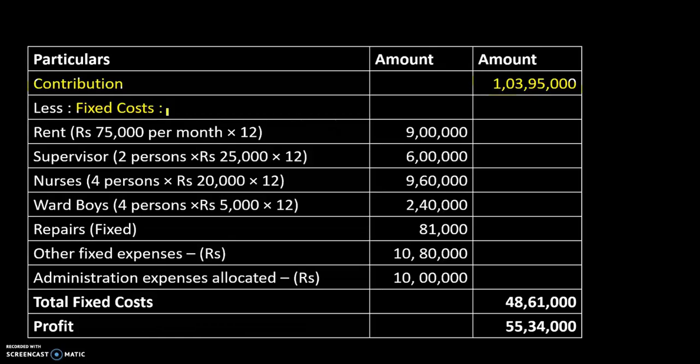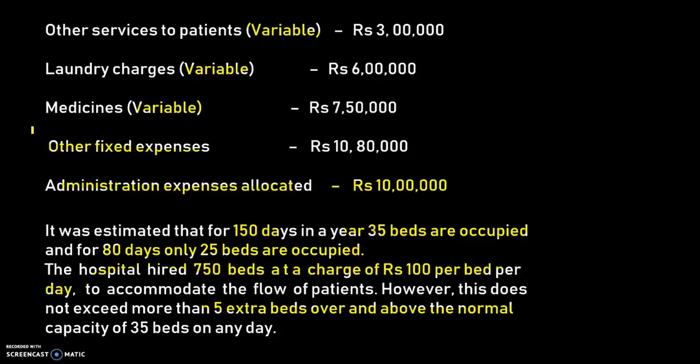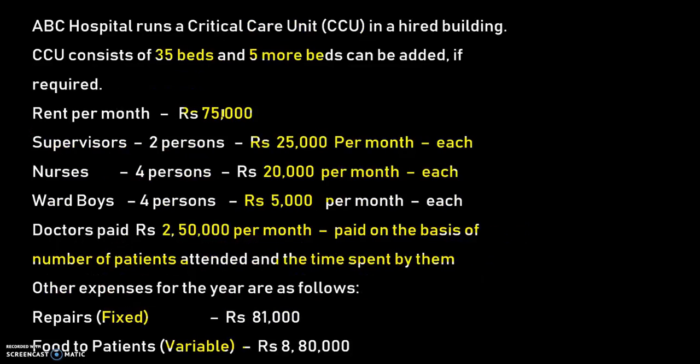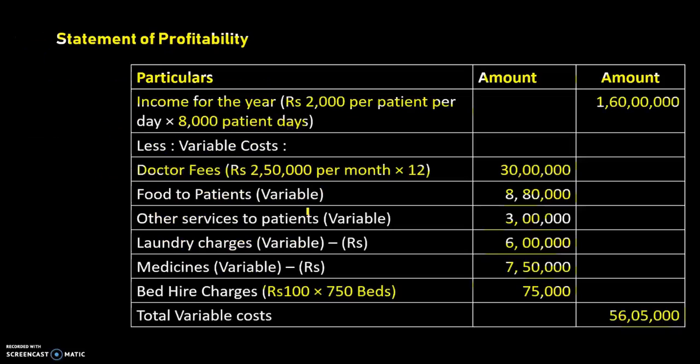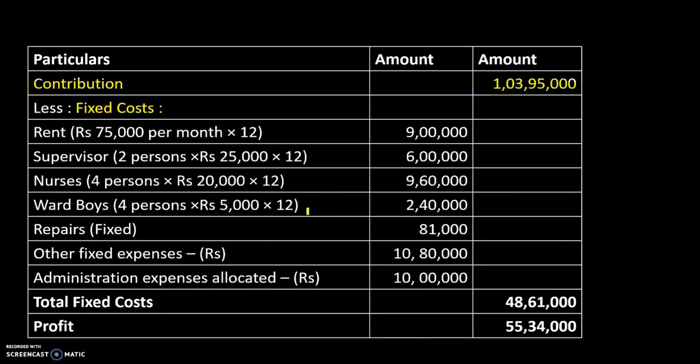Now let us deduct all the fixed cost. The first one is rent. As far as the rent is concerned, what information you have? It is 75,000 per month. So multiply it with 12. Supervisor's salary, it is 25,000 for one supervisor. So there are two supervisors. So it is 25 into 2, 50,000 multiplied by 12 months. Similarly for nurses, 20,000 into 4 into 12. Ward boys, 5,000 into 4 into 12. Okay. So that is the understanding. Let's go and capture them.